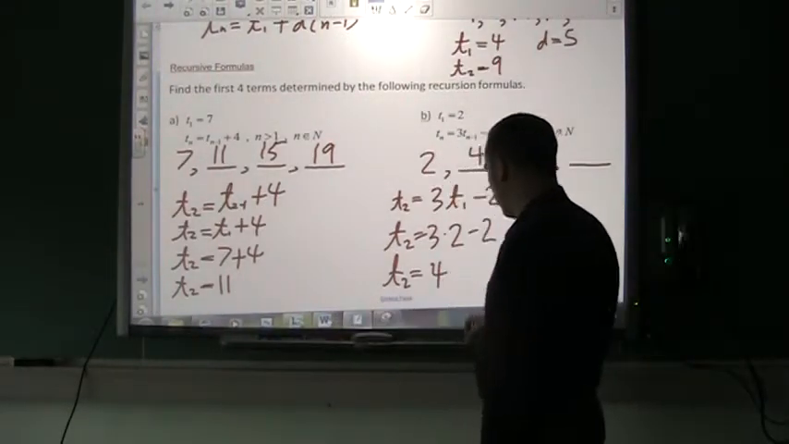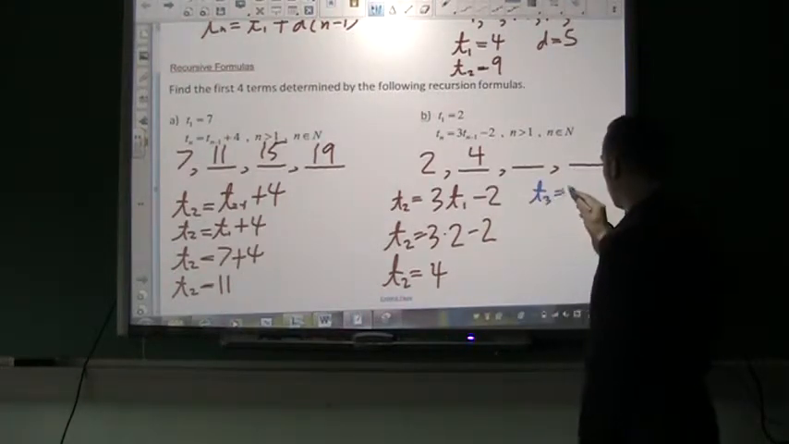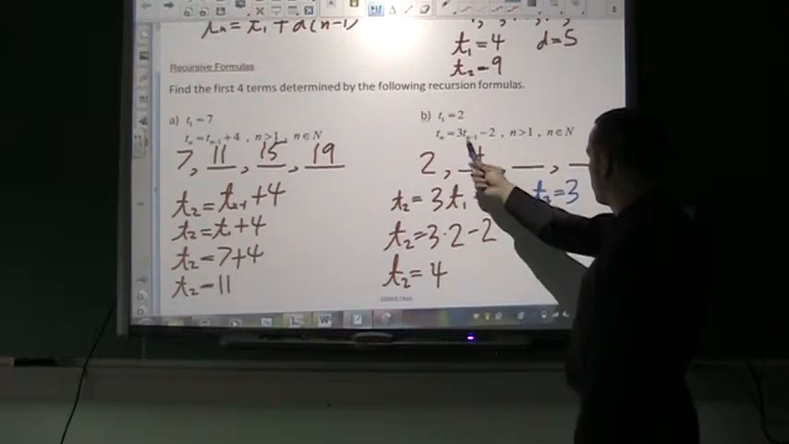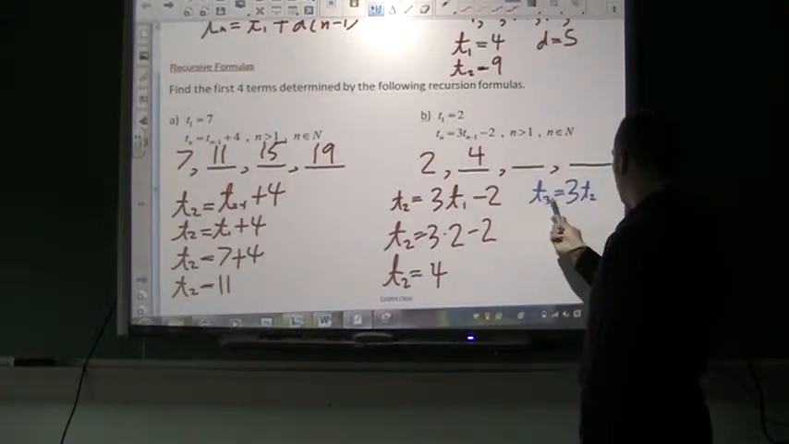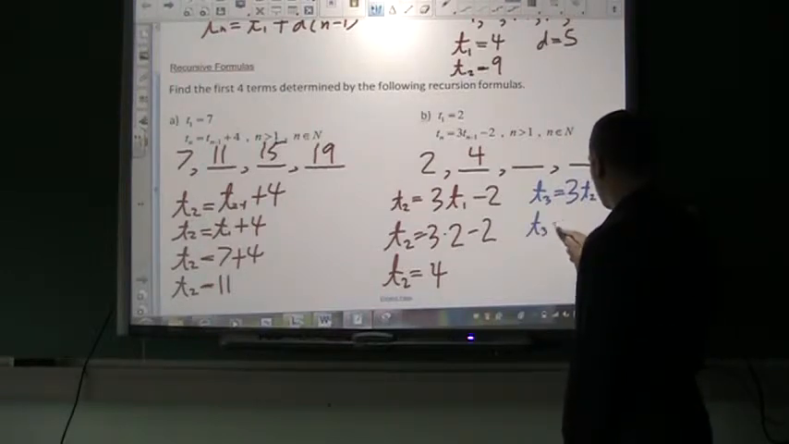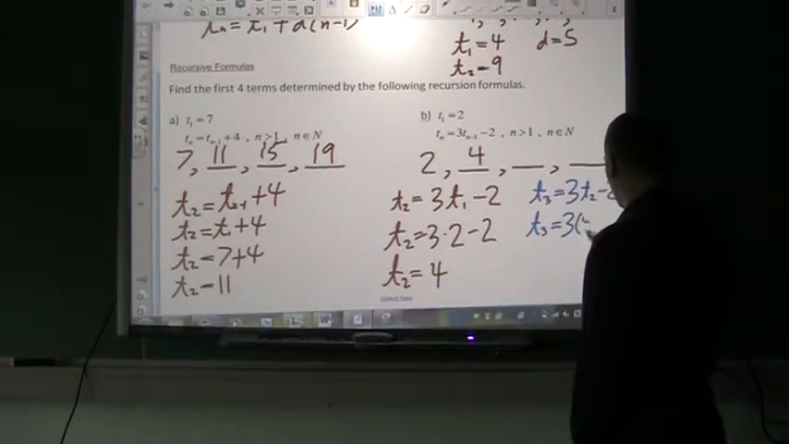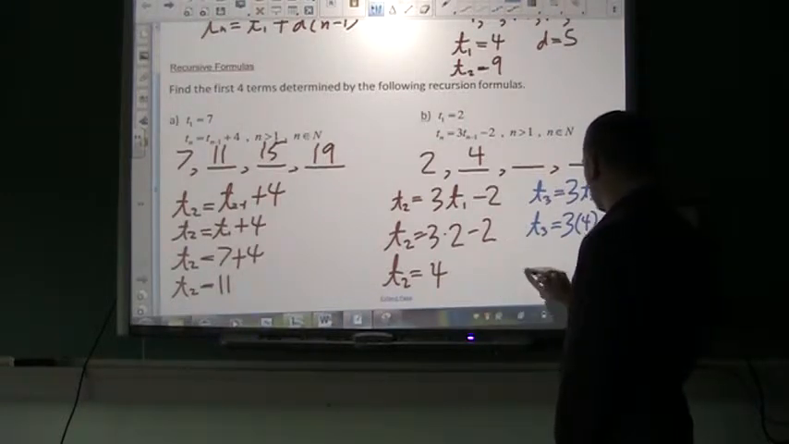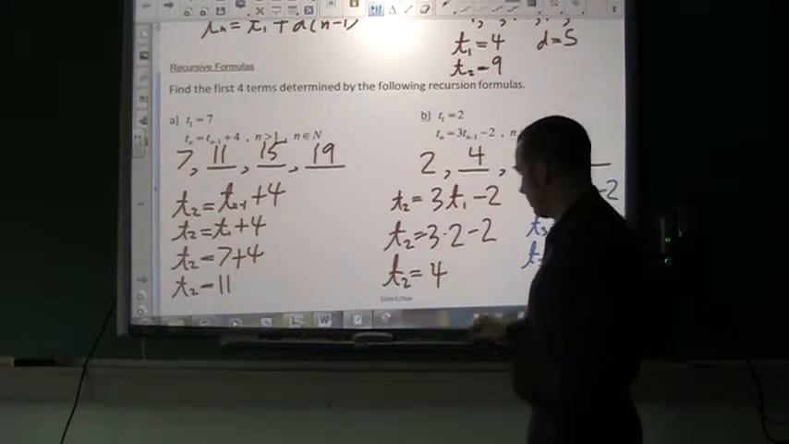Let's figure out our third term. Again, it's going to be 3 times my previous term. My previous term now is the second term. Previous to T3 is T2, minus 2. So for T3, I end up with 3 times 4 minus 2. So my T3, 12 minus 2, gives me 10.